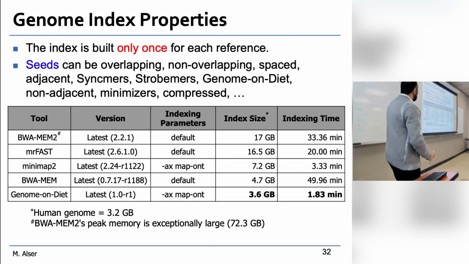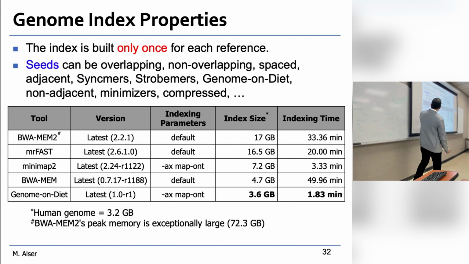Those are the names of the tools: BWA-MEM2, a state-of-the-art tool you could use. Mr. Fast, which is no longer in use. Minimap2, a state-of-the-art tool. BWA-MEM, no longer used, replaced by this. Genome on Diet, this is my own tool. We just published this, I think a week ago or so.